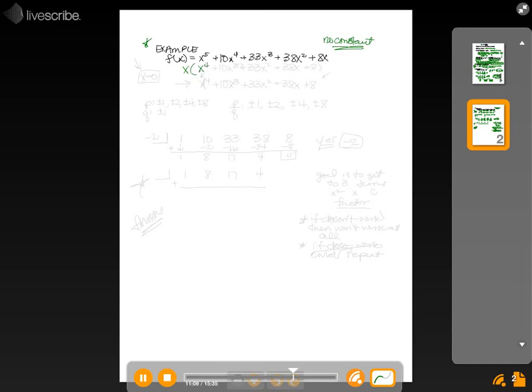So we have x out in front, x to the 4th plus 10x cubed plus 33x squared plus 38x plus 8. x is going to equal 0 out in front, and there's one of our answers. We need to keep that. And then we're going to use synthetic division on the rest of it.